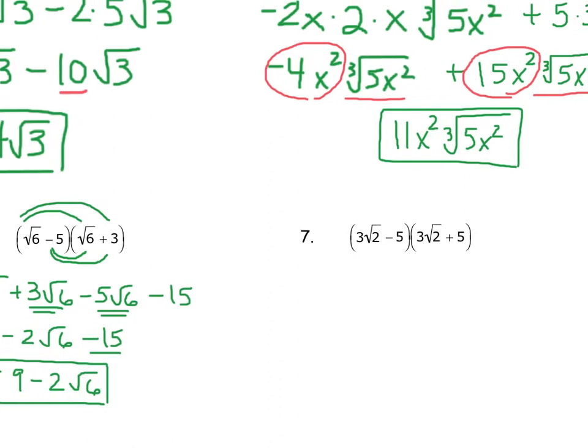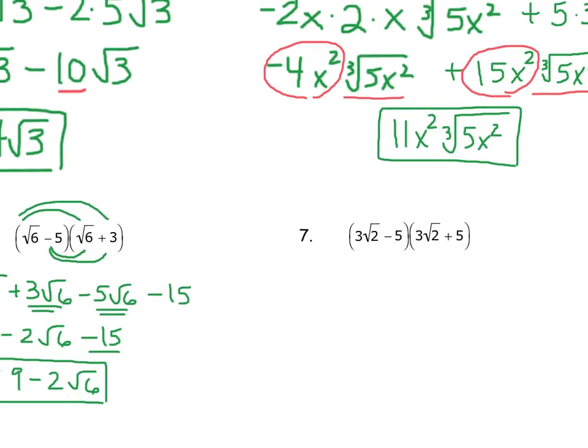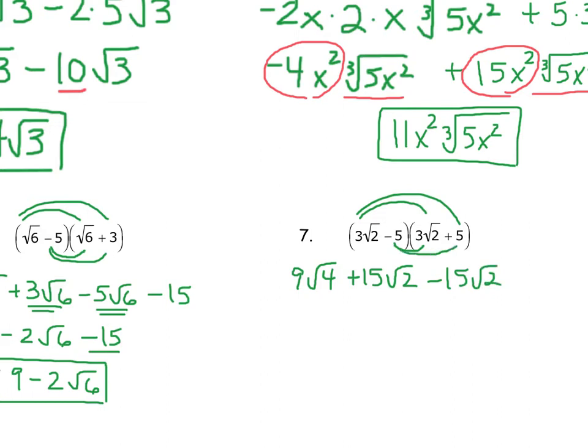Alright, a little bit more complicated expression here. We're still multiplying first term times first term. This would be a 9 times square root of 4. Here we have a positive 15 radical 2. Multiplying through the inside, we have a minus 15 radical 2. And then last term times last term, we have a minus 25. The radical terms are opposite, and they eliminate each other. 9 times square root of 4 is going to be the same as 9 times 2, and that's 18. Take away 25, we end up with a negative 7.